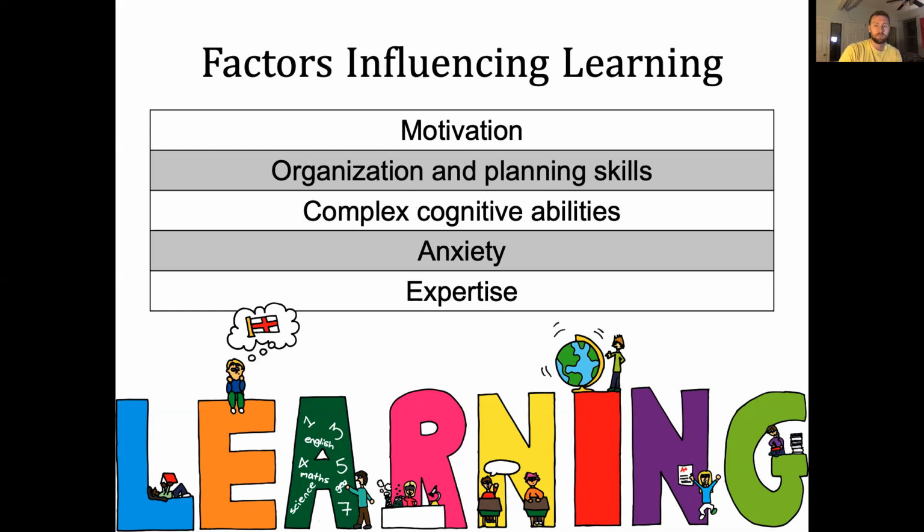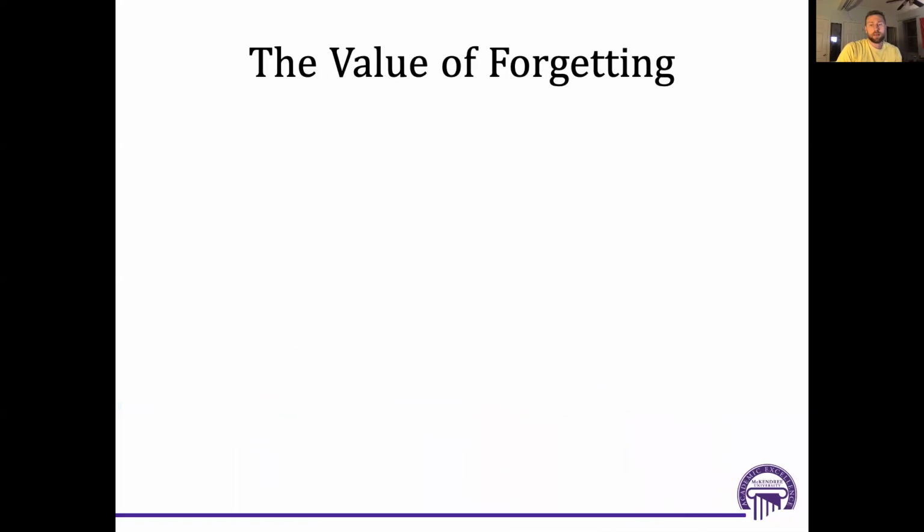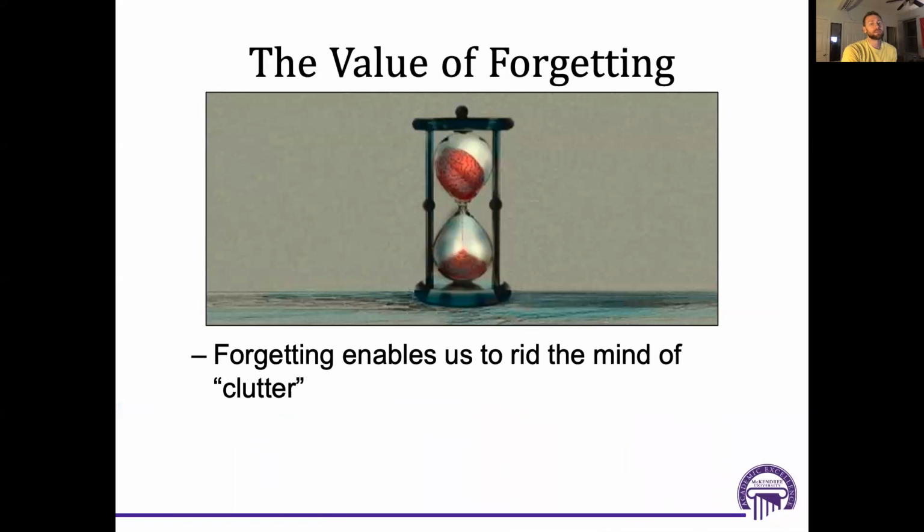Okay. So next we're going to talk about kind of the opposite of learning, which is forgetting. We often think of forgetting as a bad thing, but importantly, forgetting can be a very good thing. For one, it allows us to get rid of the clutter of the mind. We don't want to remember everything, right? That wouldn't be efficient. Basically, the way that we work is that we're efficient machines.